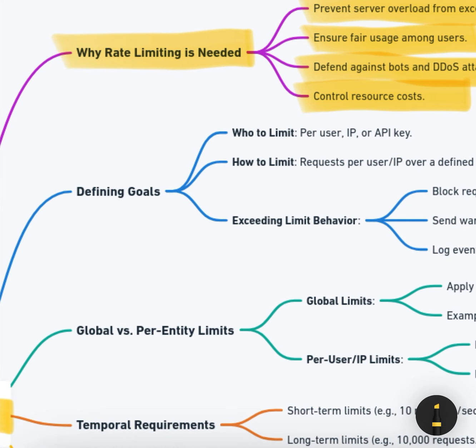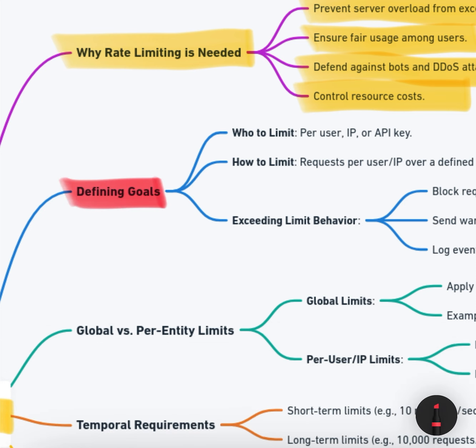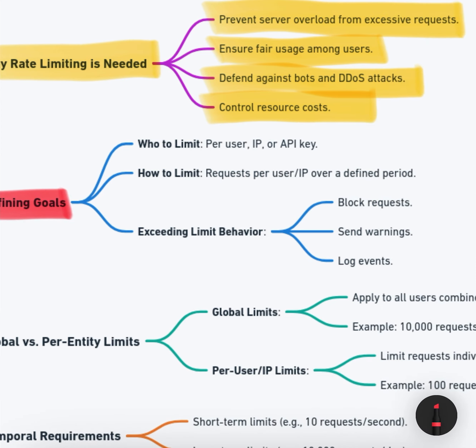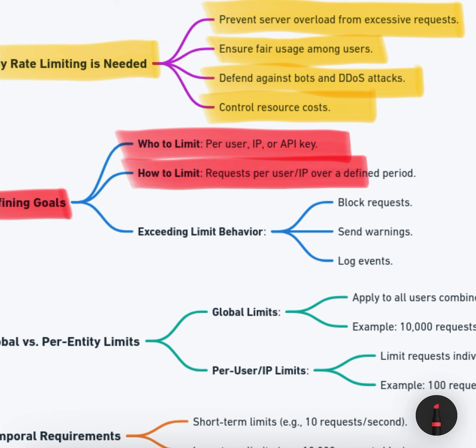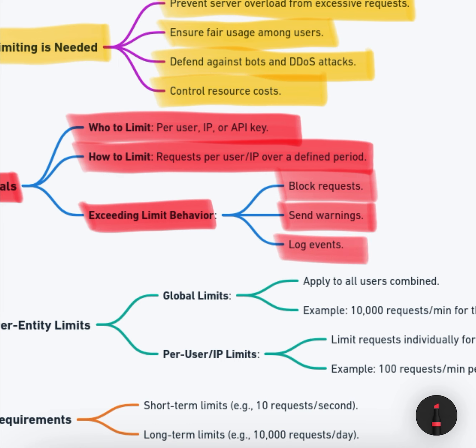2. Define rate limiting goals. To design an effective rate limiter, you must clarify, who are you limiting? Per user? Per IP? Per API key? How do you want to limit requests? Example, 100 requests per minute per user. What happens when the limit is exceeded? Block requests? Respond with an error? Log the activity? Notify the user?